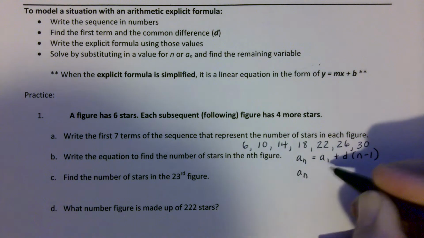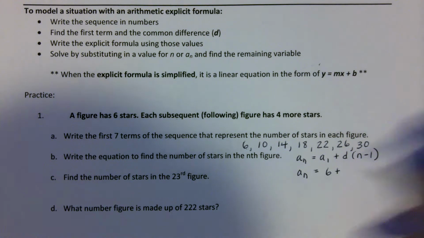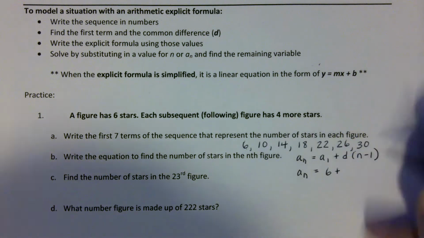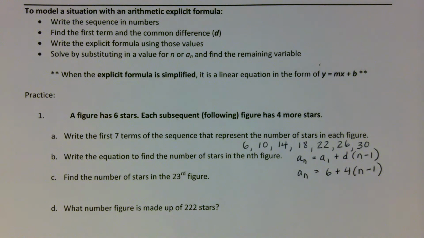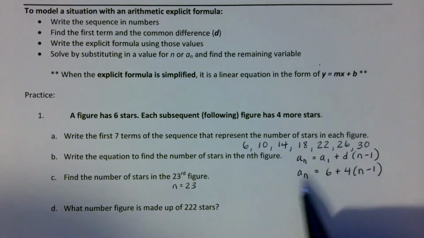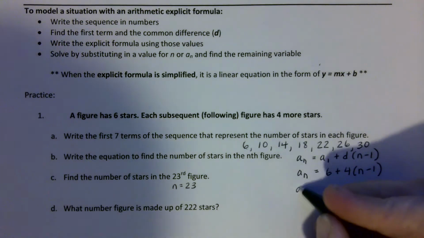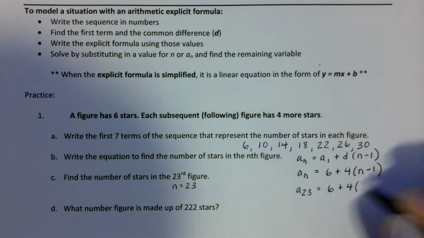So our explicit formula would be a sub n equals our first term, which was 6, plus our common difference, what we added each time, which was 4, multiplied times n minus 1. We can use this formula to find the number of stars in any figure. So for example, if you're asked to find the number of stars in the 23rd figure, I'm telling you that n is 23. So you take your formula, and if we want to find the 23rd figure, we simply replace anywhere we see n with the number 23.